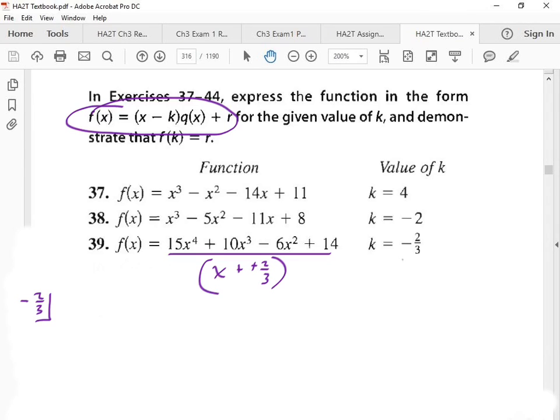And then what are our numbers? We have 15 and then 10. Do I have any missing ones? Yes. Oh, there is a missing one. Negative 6. And now we have our missing one because that's x squared. We don't have an x term. So we have to put a 0. And then we have 14.